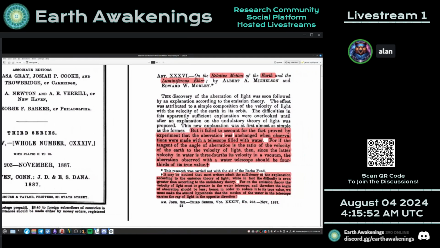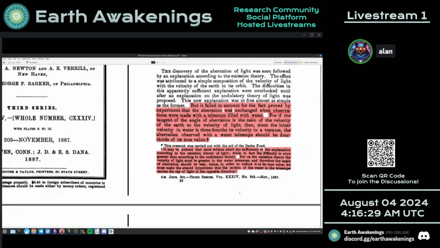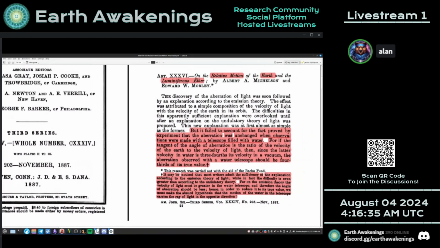For the emission theory, the aberration should be less. Hence, in order to reduce its true velocity, we must make the absurd hypothesis that the motion of the water in the telescope carries the ray in the opposite direction. So for the corpuscle lads, they had to say that the light accelerated when it hit the water instead of slowing down, and that's why it didn't correct. And then for the ether lads, they had to say that there was the stationary ether, mind you, right? But for some reason in the telescope, the ether is carrying the light in the opposite direction of the velocity, and that's why it's creating the illusion that it doesn't need to be corrected for. So that was where they were at in the 1800s with that.